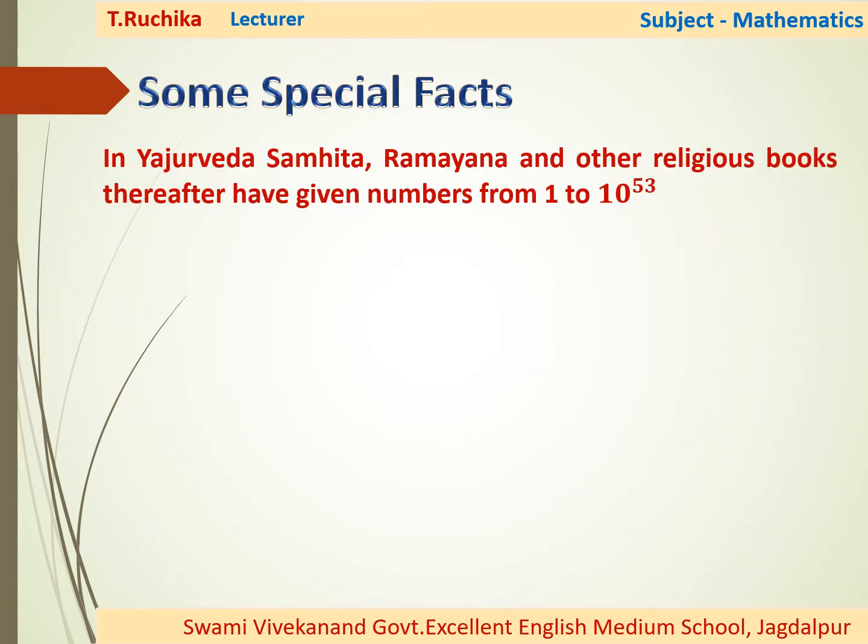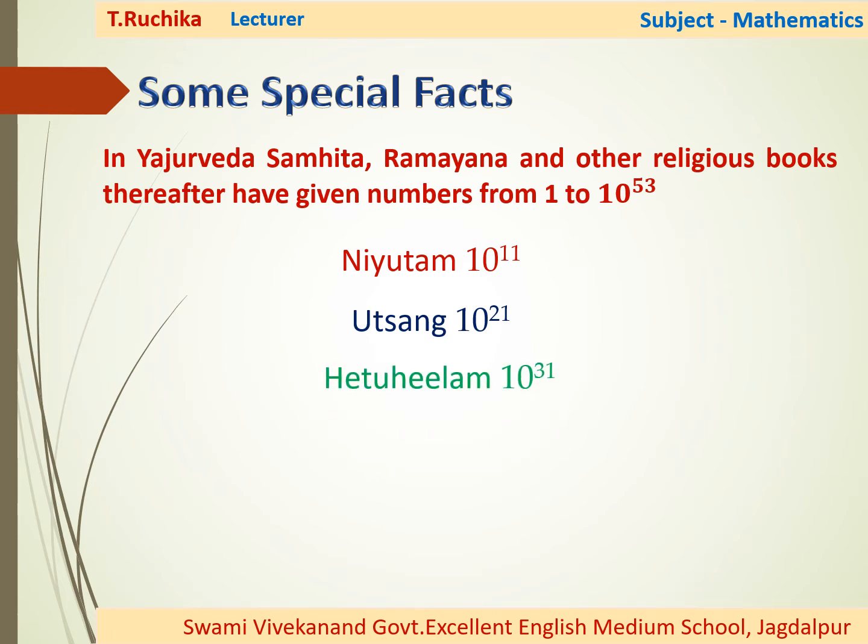Now, some special facts. The Yajurveda Samhita, Ramayana and religious books thereafter have given numbers from 1 to 10 to the power 53 different names. Like 10 to the power 11 is known as Nikharva, 10 to the power 21 is Utsang, 10 to the power 31 is Hetuhilam, 10 to the power 41 is Nitravadyam, and 10 to the power 53 is Talakshana.